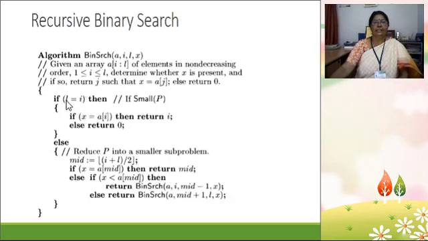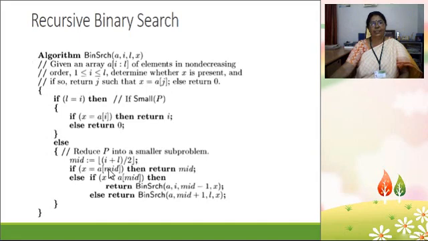Now if L is not equal to I, that means the problem is bigger. So there is more than one element. In that case, you need to reduce P into smaller subproblems. That is, you have to divide the array and proceed with either the lower half of the array or the upper half of the array. So compute the mid element: I plus L by 2.